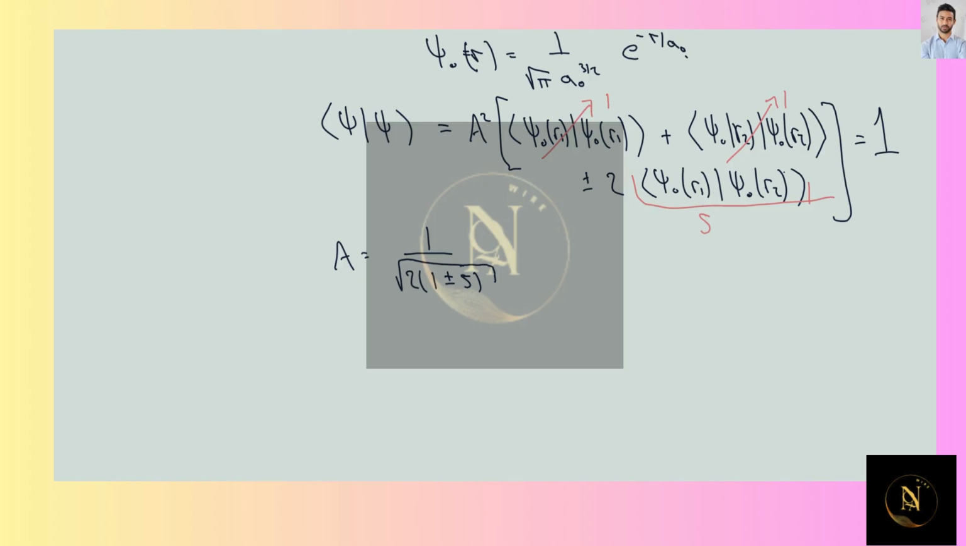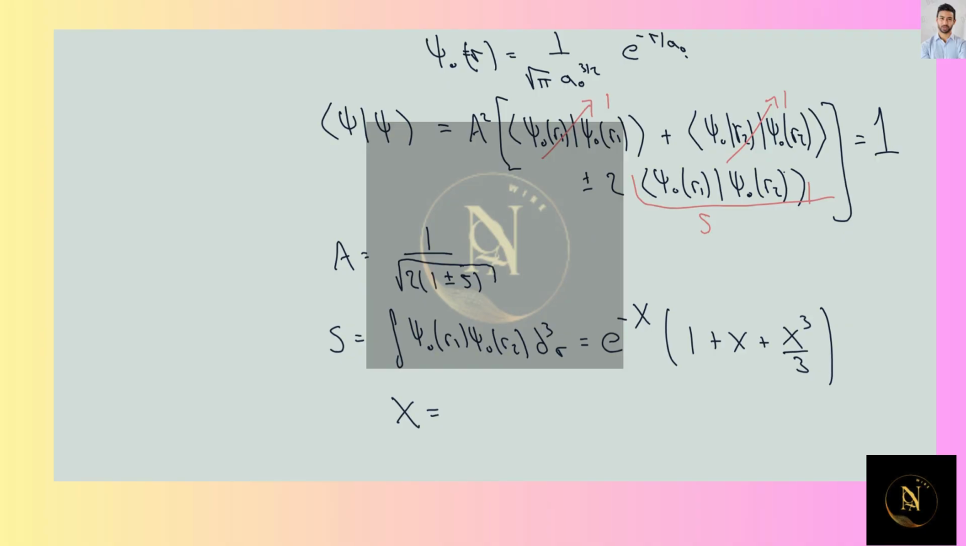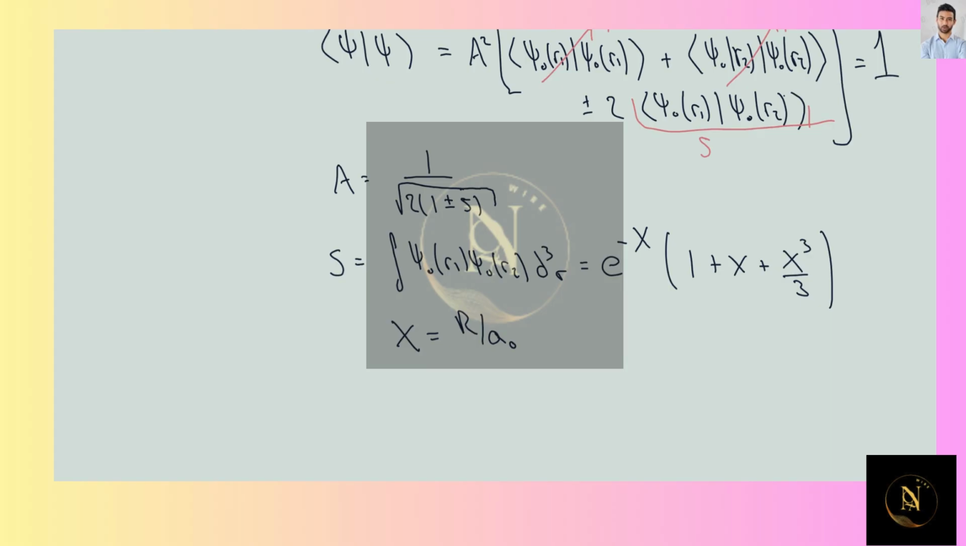Now, the next part is how to calculate this value S. This S is going to be equal to the integration of phi 0 R1 times phi 0 R2 over the whole space. In this case, we can do this in standard spherical coordinates. I'm going to give you directly the result. This overlap is equal to e to the minus X, which I'm going to define in an instant, times 1 plus X plus X cubed over 3, where X is equal to the ratio between the radius R divided by the value for a0. This X is the one that is going to give us the energy as a function of the distance.